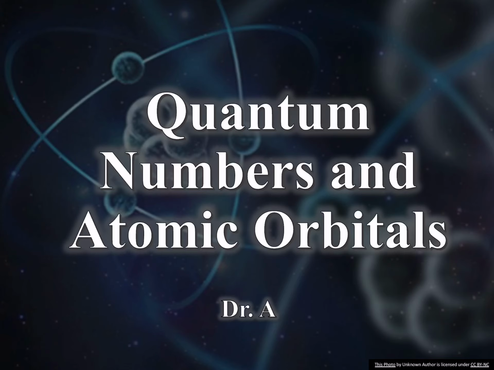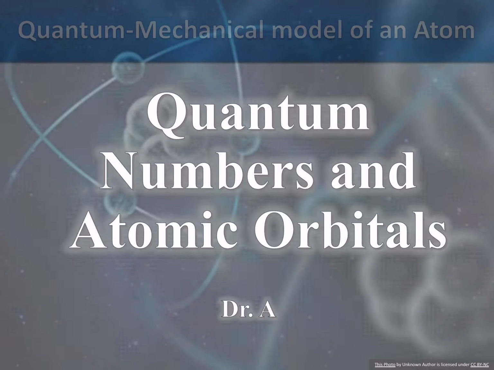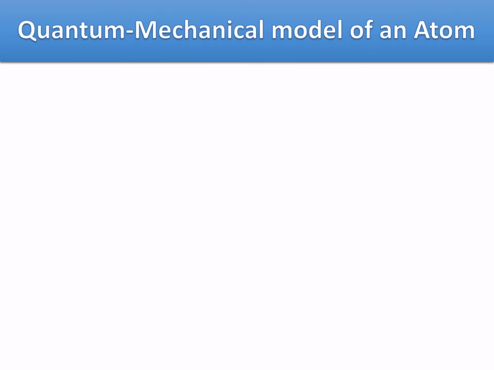Well, it's time to talk about quantum numbers and atomic orbitals, and this is how we start understanding how the electrons are organized within the atom. And if you remember, one of the things that we've been saying about the electrons is that they are moving around the empty space that is most of the volume of the atom.